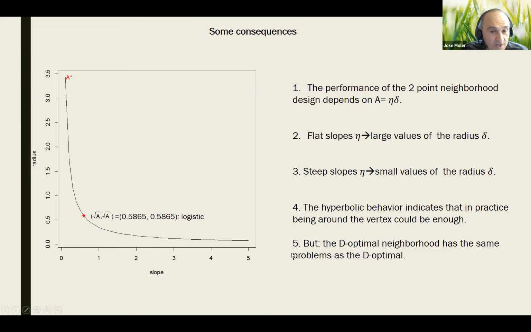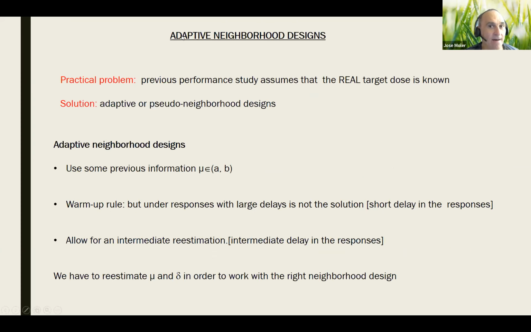But I wanted to say, finally, once we know very well the theoretical properties of neighborhood designs, that we can do the same criticism as we did for the optimal, because the theoretical neighborhood design depends on the unknown parameters. So we cannot apply them directly in practice. This is why we propose adaptive neighborhood designs.